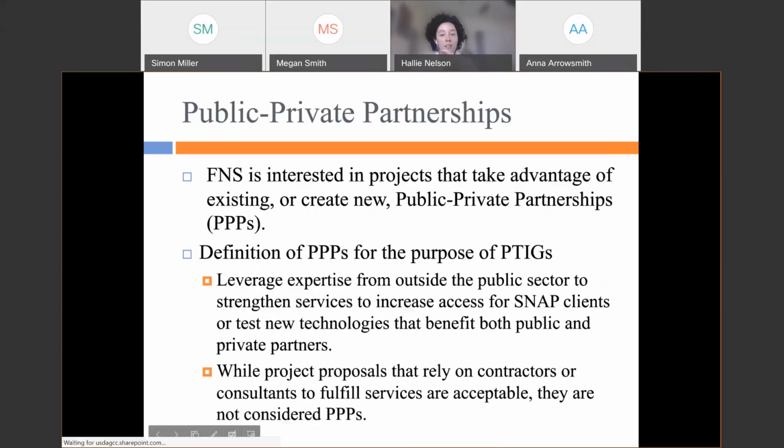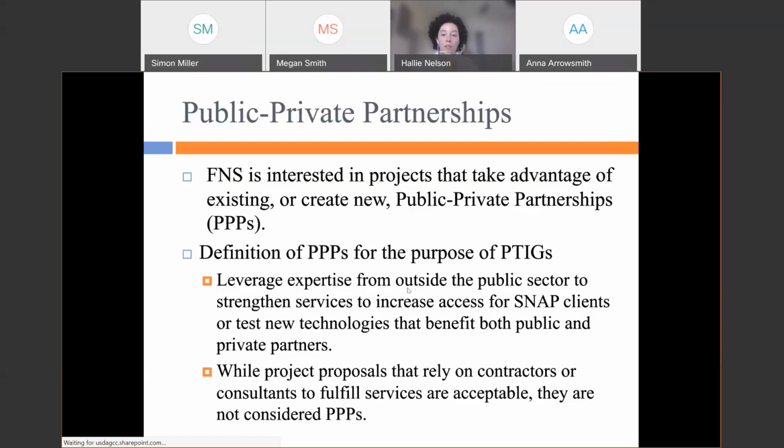Like last year, this year's RFA also includes an interest in projects that include public-private partnerships, or PPPs. There are no bonus points for PPPs. However, this year's RFA includes a new, more specific definition. For the purpose of these grants, PPPs of particular interest leverage expertise from outside the public sector to strengthen services to increase access for SNAP clients or test new technologies that benefit both public and private partners.